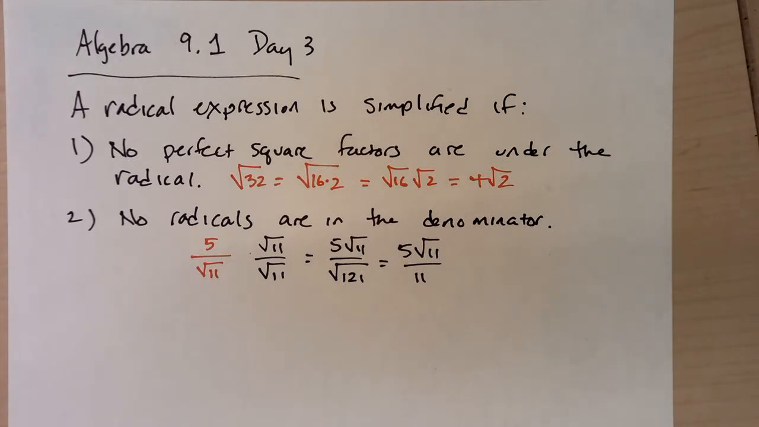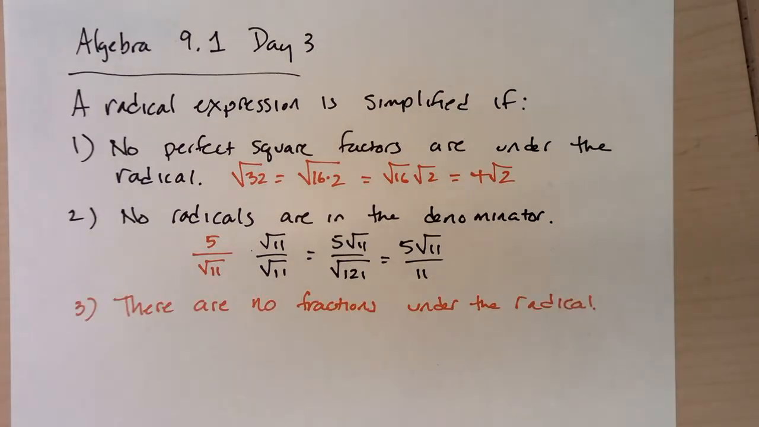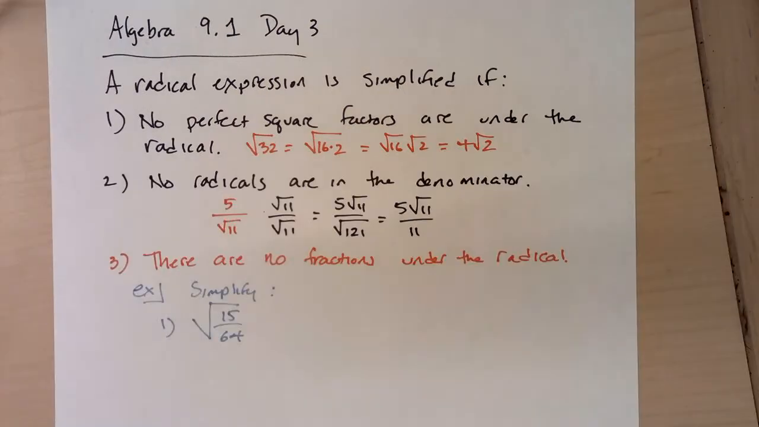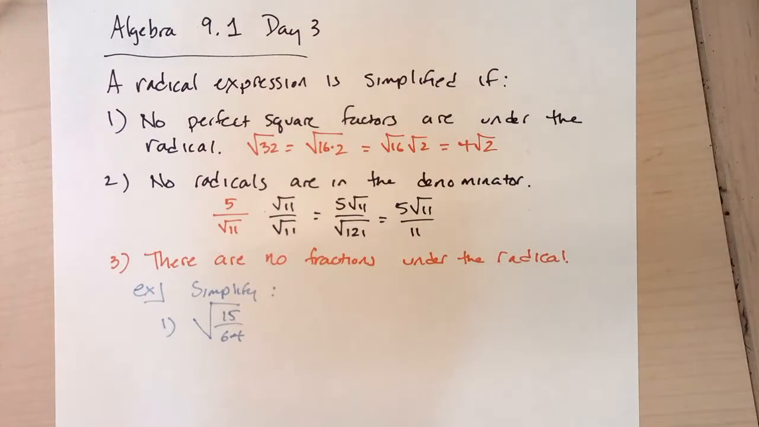There's a third way that you could determine if a radical expression is simplified. So the third way is if there's no fractions underneath the radical, which means if there are fractions underneath the radical, you would need to simplify. So here's my example, the square root of 15 over 64. There's a fraction underneath the radical, or you can also say the fraction is part of the radicand. So this is not simplified.